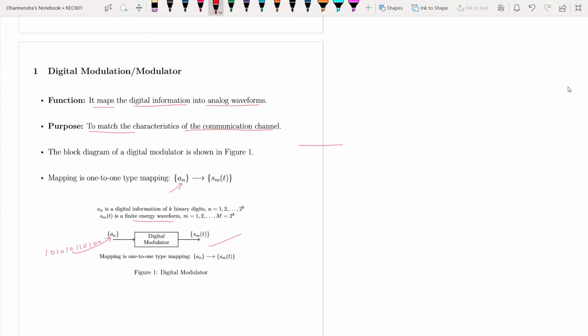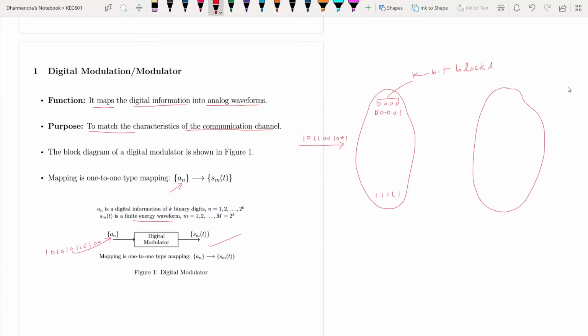Suppose you have 10110010001 like this. So the digital modulator will take blocks like 10000, and so on, 1111 like this. Suppose these are k-bit blocks.